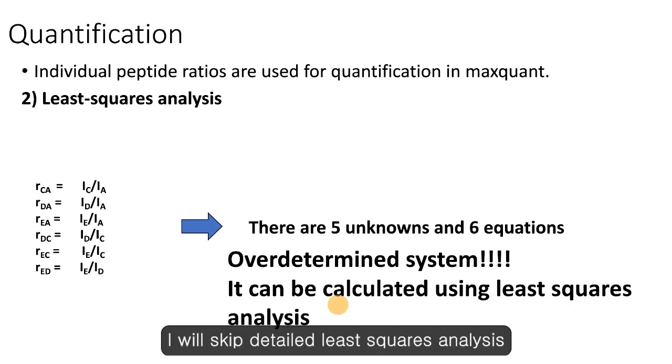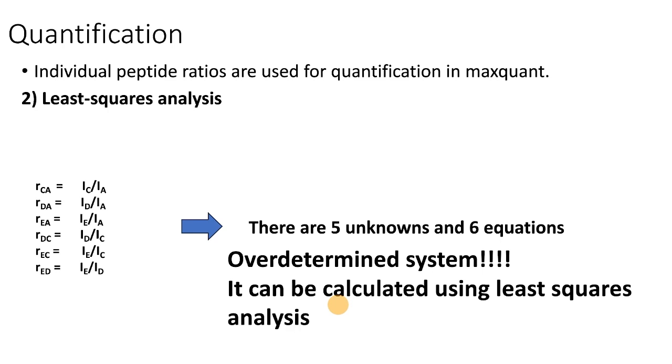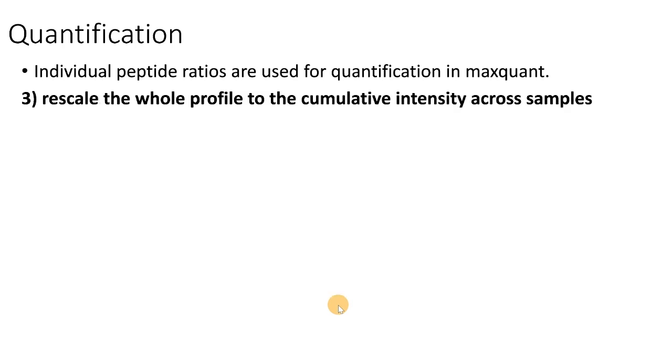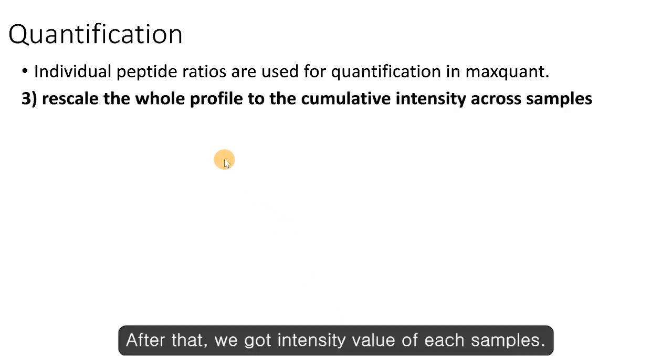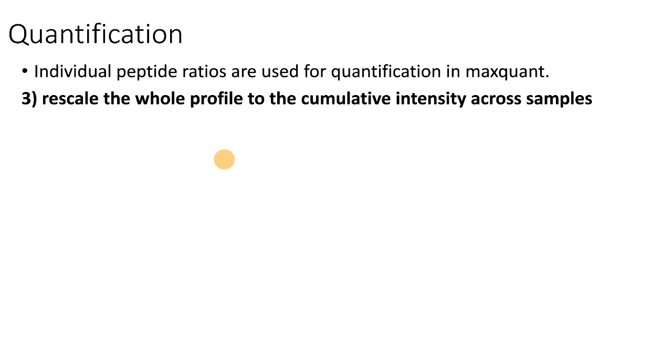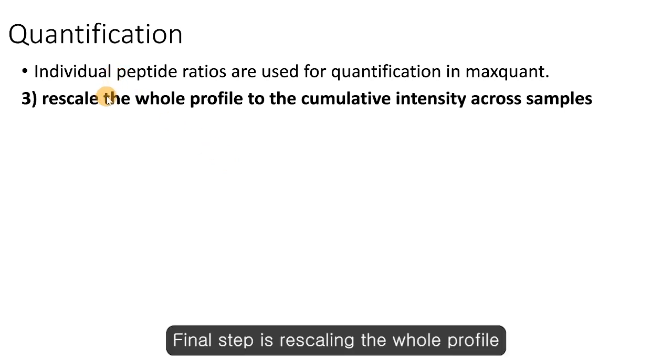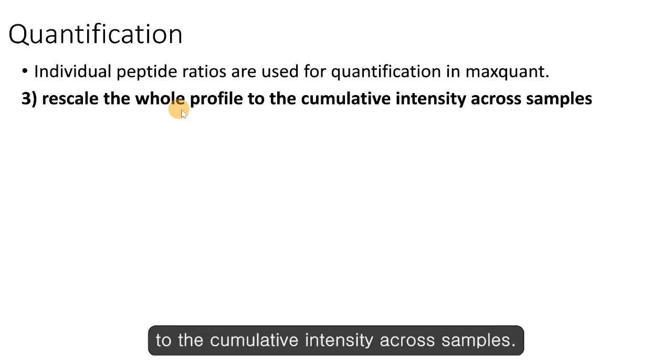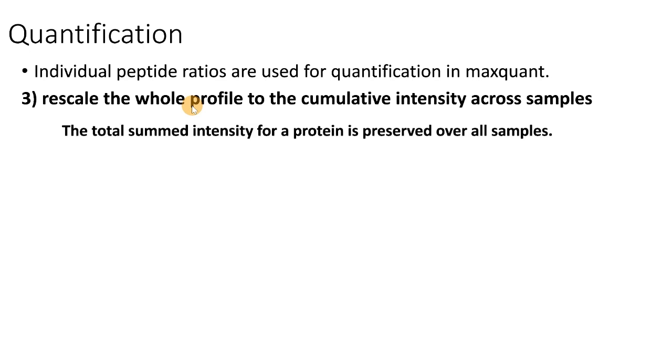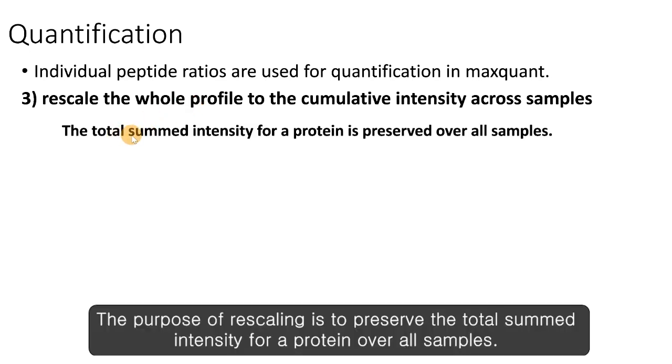I will skip detailed least squares analysis. I think it's very mathematical calculations. After that, we got intensity value of each sample. Final step is rescaling the whole profile to the cumulative intensity across samples. The purpose of rescaling is to preserve the total summed intensity for a protein over all samples.